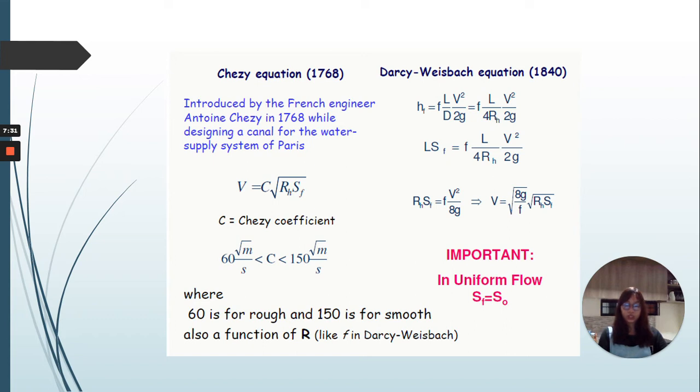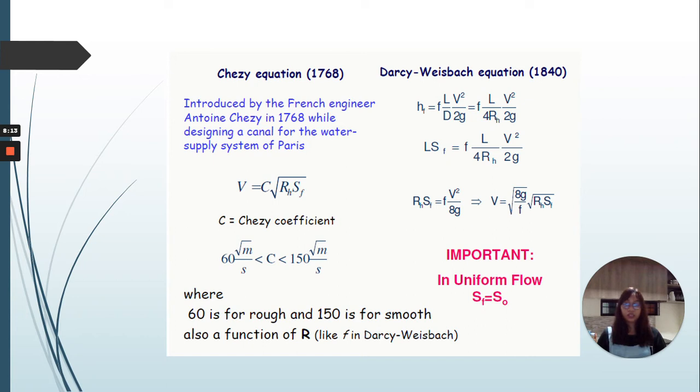These are the Chezy equation, Darcy-Weisbach equation, and also the Manning equation. The Chezy equation was introduced by a French engineer, Antoine Chezy, in 1768 while designing a canal for the water supply system of Paris. And the formula is V is equal to C times the square root of R sub H multiplied by S sub F, where C is the Chezy coefficient.